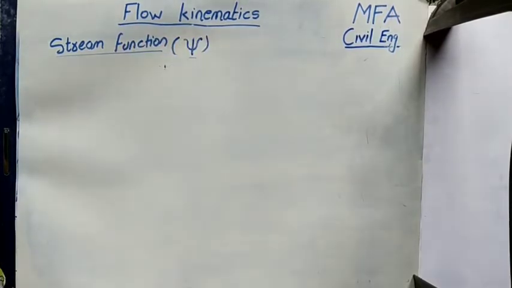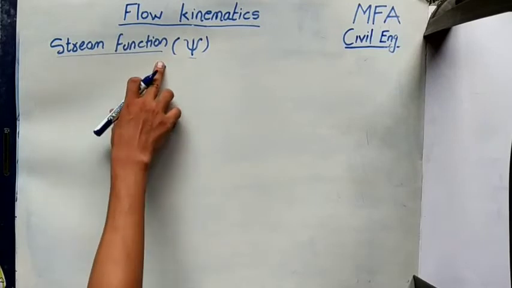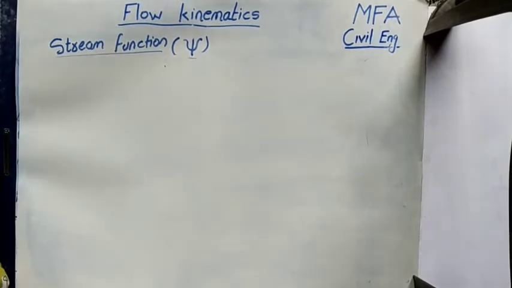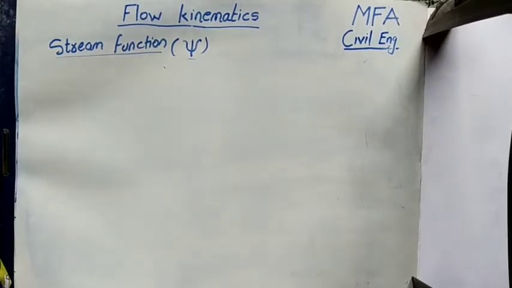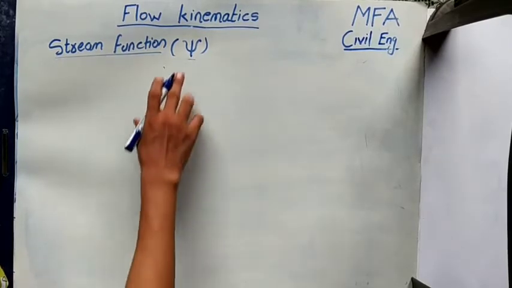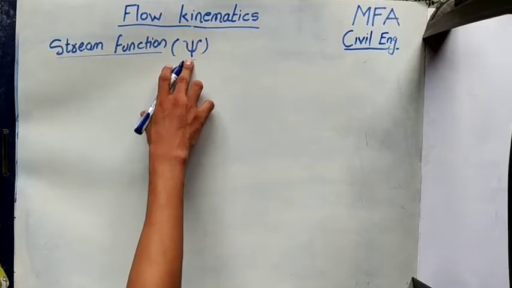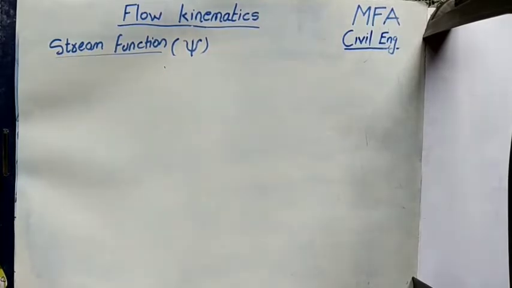This is a continuity of a topic, flow kinematics. The sub topic is stream function. It can be defined as the function of space and time such that the partial derivative of a stream function at any given direction gives the value of the velocity component which is perpendicular to that direction. It is represented by the symbol psi. It is used only for two-dimensional flow.